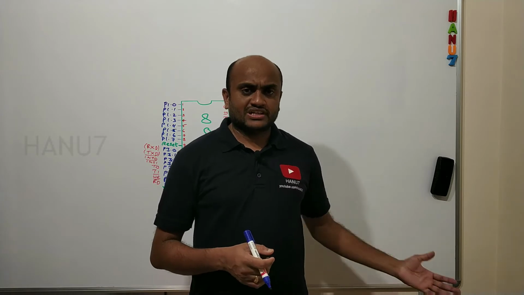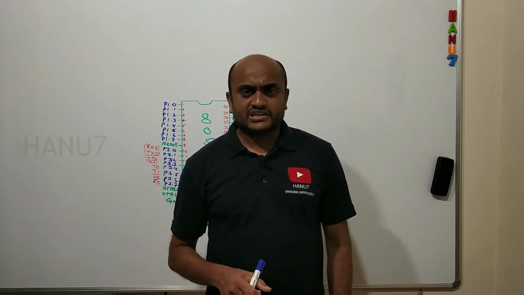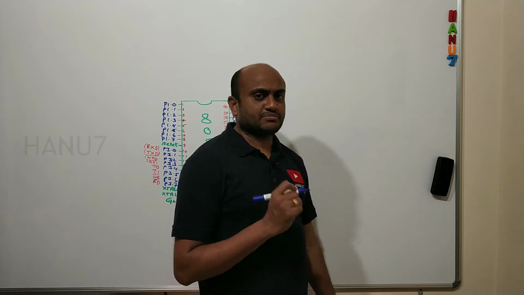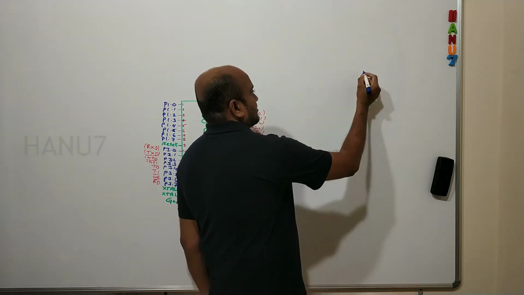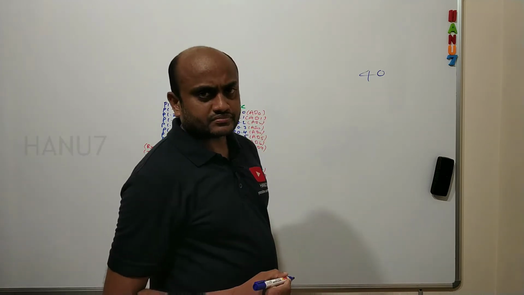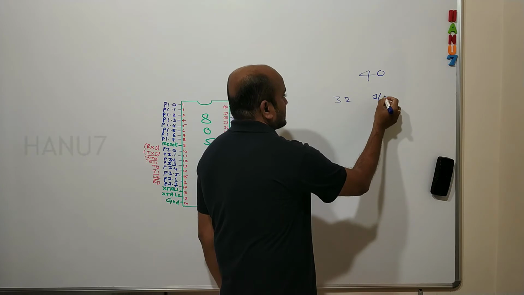The IC which is available with us is manufactured by HANU7. It has pins on both sides, so it's a dual inline package. We will call it DIP. So there are 40 pins. Out of these 40 pins, 32 pins are input-output lines only.